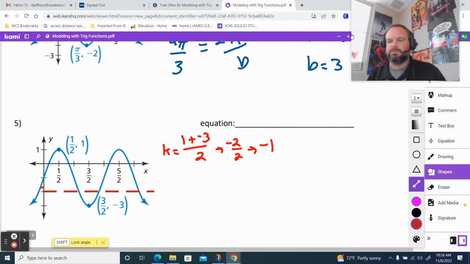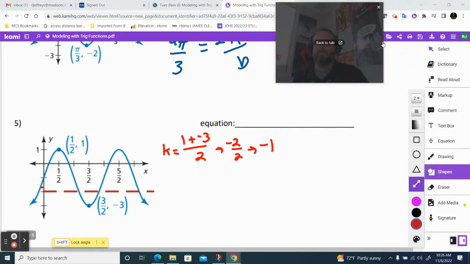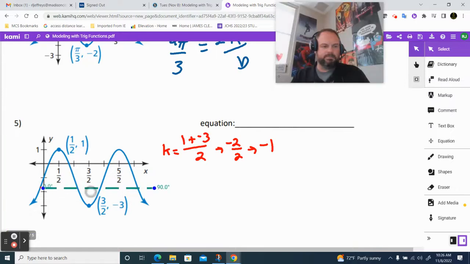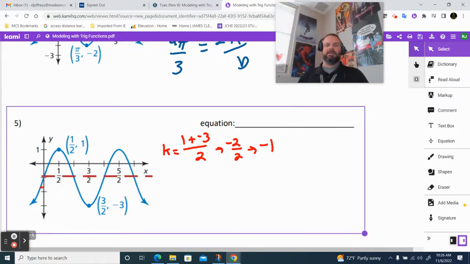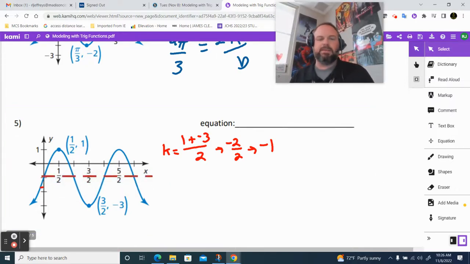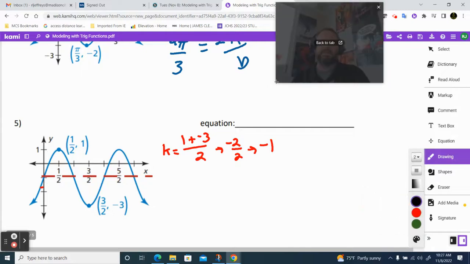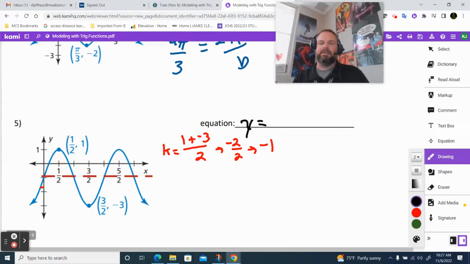Nope, that's wrong. I got to move it up one. That's better. Okay, that is our midline right here. So now, are we going to be using sine or cosine? Are you sure? How do you know?